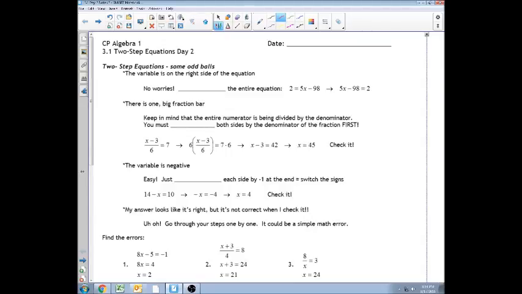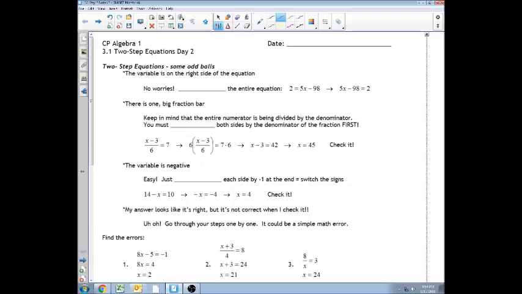This lesson is for my Algebra 1 class. It is 3.1 two-step equations, day 2. Two-step equations, this is going to be all about some of the odd ones that we have seen in the past. Just like this first example where I have 2 equals 5x minus 98.